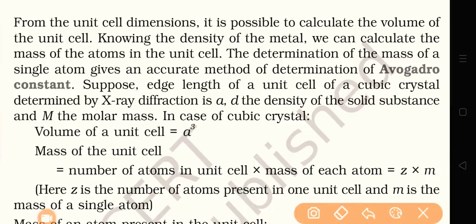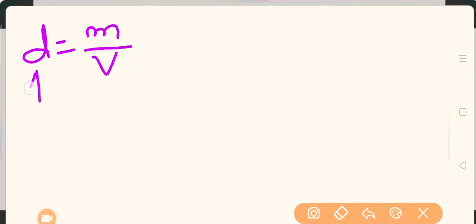First of all, the equation of density. We know that density is equal to mass upon volume. We are doing this for the unit cell, finding the unit cell's dimensions and calculations. So the density of the unit cell is equal to the mass of the unit cell divided by the volume of the unit cell. Now how can we find the mass and volume of the unit cell? Let us discuss it.